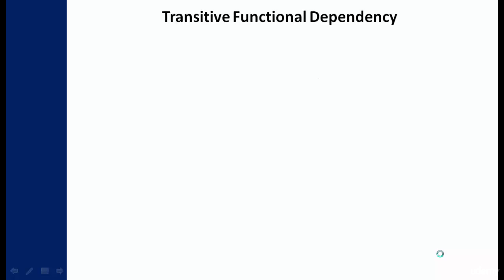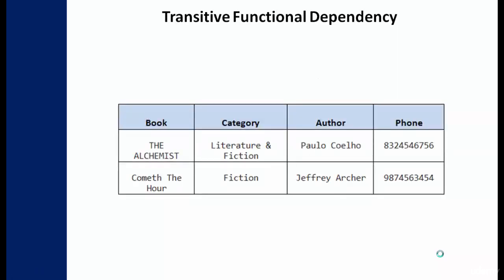Let's talk about transitive functional dependency. Consider this table. We are treating book as a primary key and the rest of the columns would be known as non-key columns. Let's say if we change book, category and author would change, and once author is changed, phone number would automatically change, which is fine behavior. Now let's try to see the impact of changes in a non-key column. If you change category, author may not change, as the author may have written books of different categories. But if we change author, phone number would automatically change.